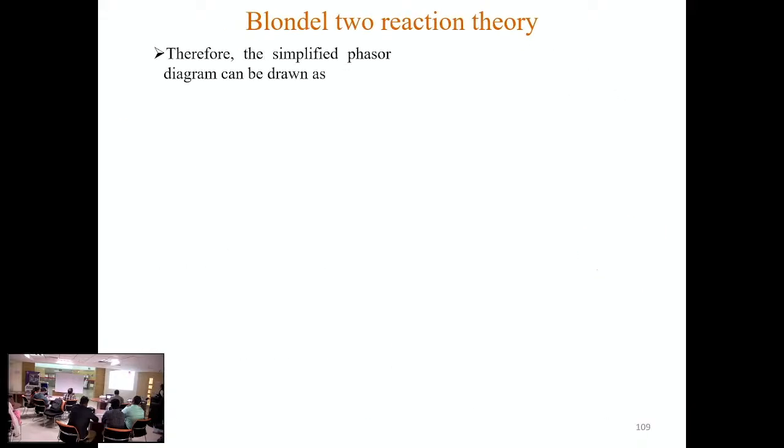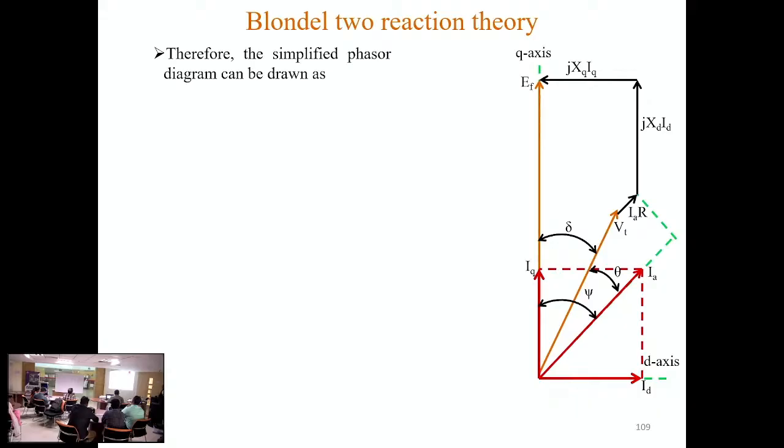Okay, so therefore, the simplified version of the phasor diagram will be like this, only showing the main components. No space phasor, only time phasors. No flux, no MMFs, only time phasors. This is the simplified phasor diagram for a salient pole machine for a lagging power factor load. You can practice for a leading power factor load also, and unity power factor as well.